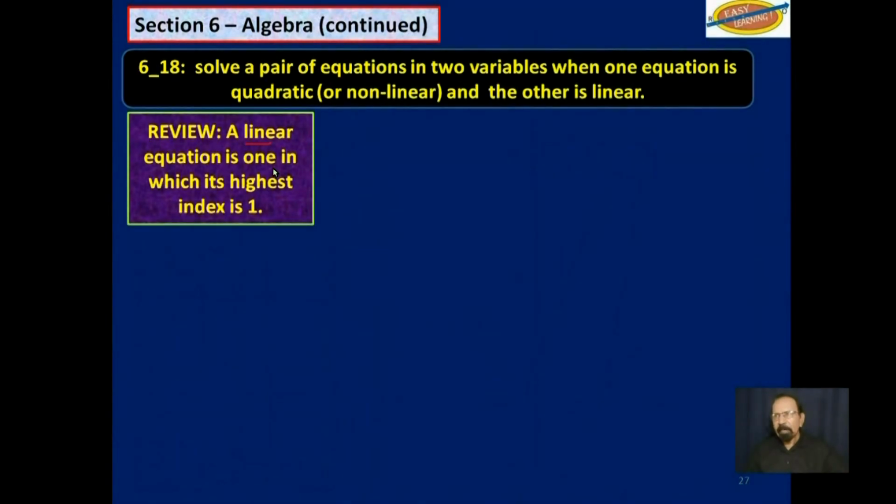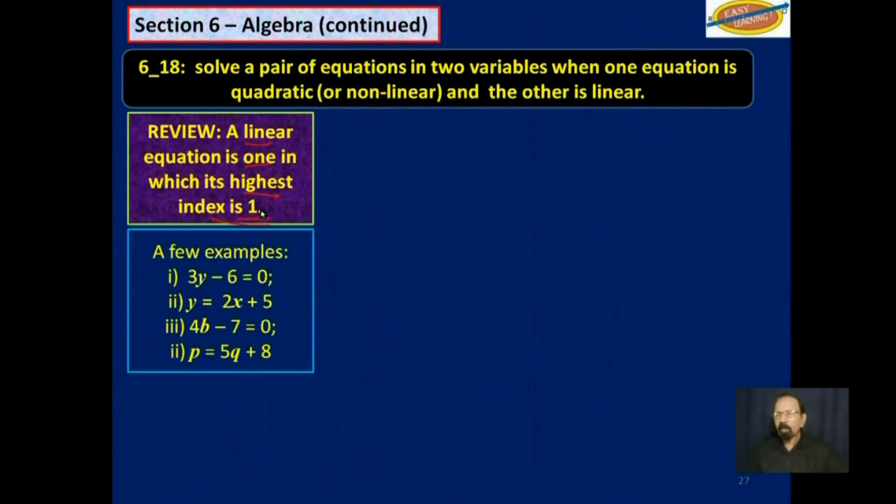Now, a linear equation is one in which its highest index is 1. Like what you have here, 3y to the first power, it's not so stated, y to the first power, 2x to the first power, 4b to the first power, p to the first power is equal to 5q to the first power. Notice the highest index is 1 for the variable.